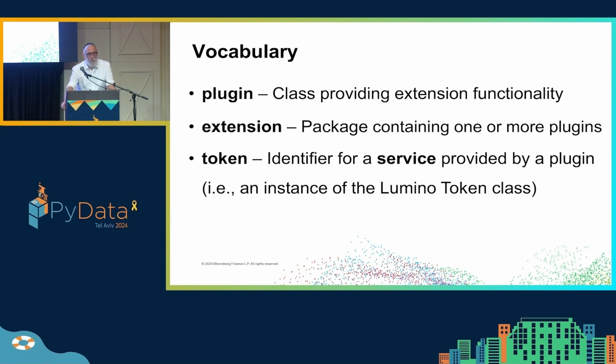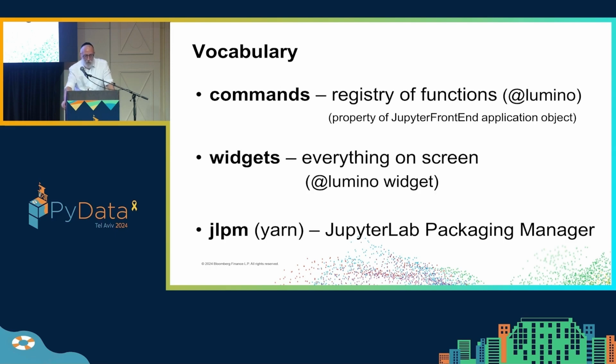Plugin is the class that provides the basic extension functionality, and now we can define an extension as a package that you can build and distribute that contains one or more plugins. A token that we'll see is an instance of the Lumino Token class. This is a service or an identifier for a service that we can use within our plugin. The Jupyter front-end application has a property called commands. This is a command registry. It's basically a mapping between a command name, a command identifier, and a function. And by putting functions into the command registry this way, they can be accessed anywhere within JupyterLab.